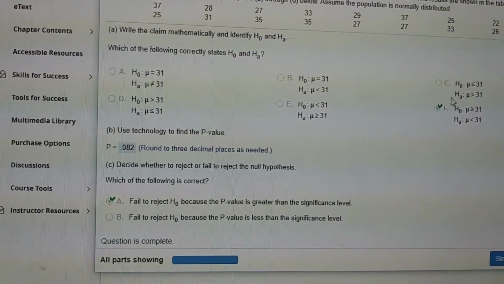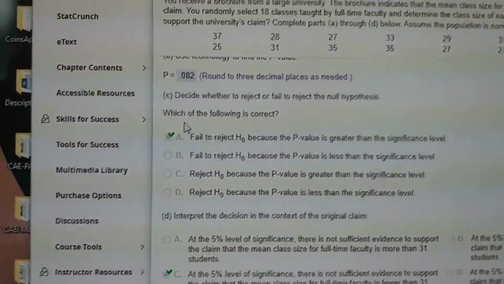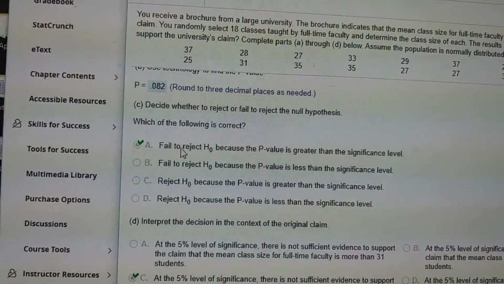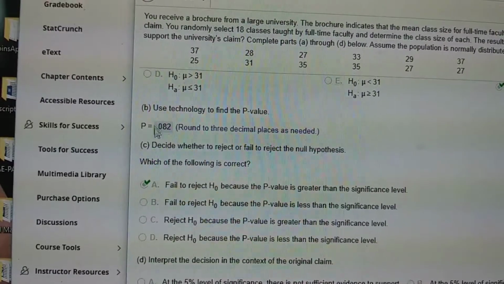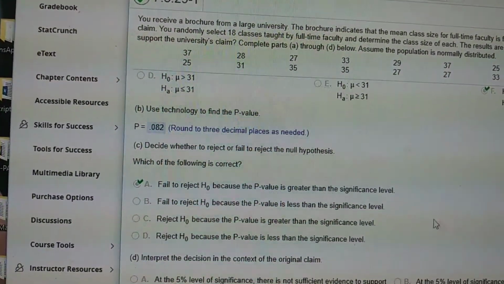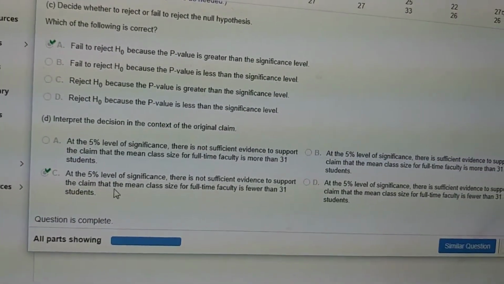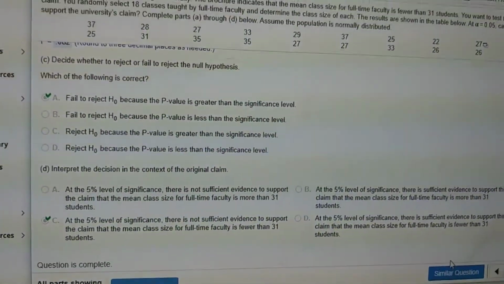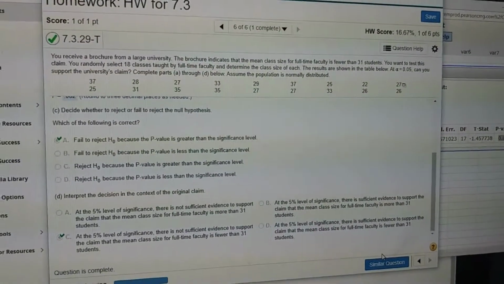Just a quick recap, we are dealing with a left tail. Our p-value was 0.082 to 3 decimal places. That means we failed to reject H0 because the p-value is greater than alpha. It needs to be less than in order for us to reject. And our interpretation, of course, is there is no sufficient evidence to support the claim. I hope this majorly helps with the p-value question.